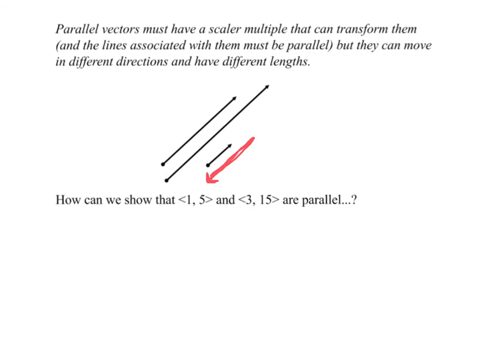So in this case, how can we show that 1, 5 and 3, 15 are parallel? Well, it's because if I took this initial vector and multiplied it by 3, I would get this new vector. If there's some scalar that you can multiply by, and that number does not have to be a positive value, because of course a negative value would move you in the opposite direction.